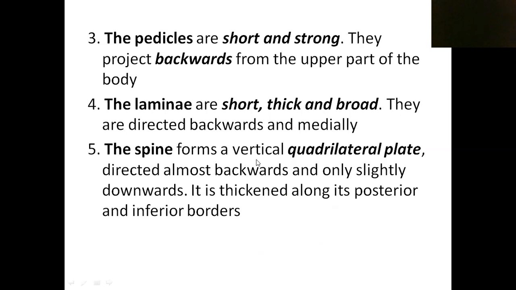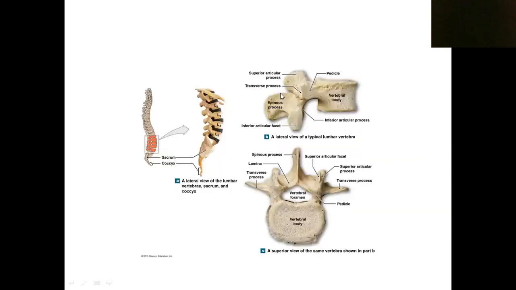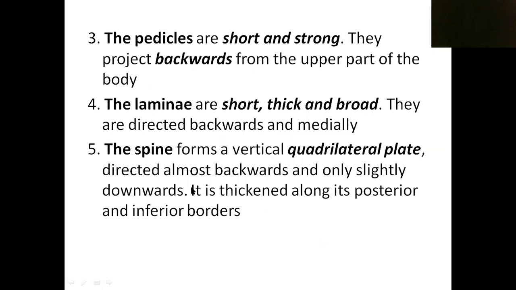Then the spine is a quadrilateral plate which directs almost backward, slightly downward. See the direction. This is the spine, almost a quadrilateral plate. This spine directs backward, not downward like the thoracic vertebra. Thoracic vertebra mainly directs downward, but here it directs backward. So those are some of the important features.